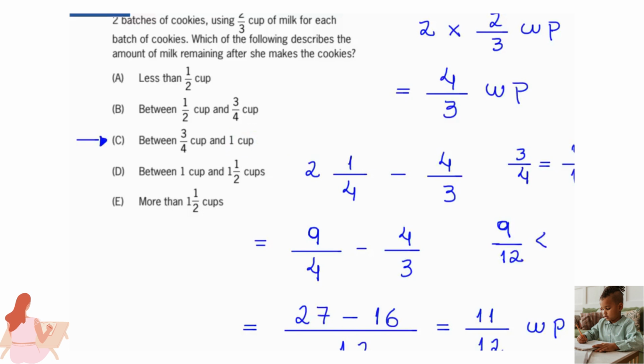This 1 cup, I can represent 1 as 12 divided by 12. Okay, in fact, note that this value right here, 11 divided by 12, is between 9 divided by 12 and 12 divided by 12. So the correct answer must be letter C.